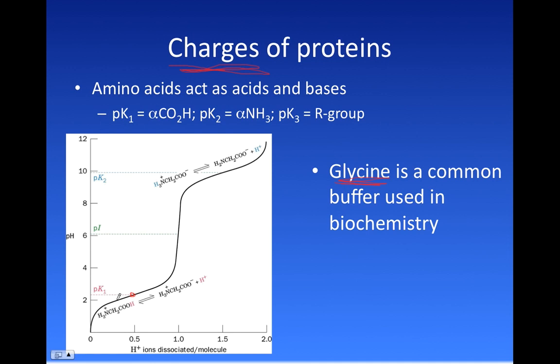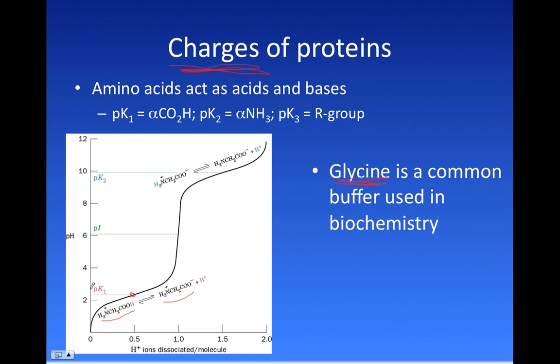Now, what are the charges on these? Well, I would look at the acid form and I'd say, well, it's got a net positive charge. The conjugate base form is net neutral, right? It has a positive charge and a negative charge, but they cancel each other out.